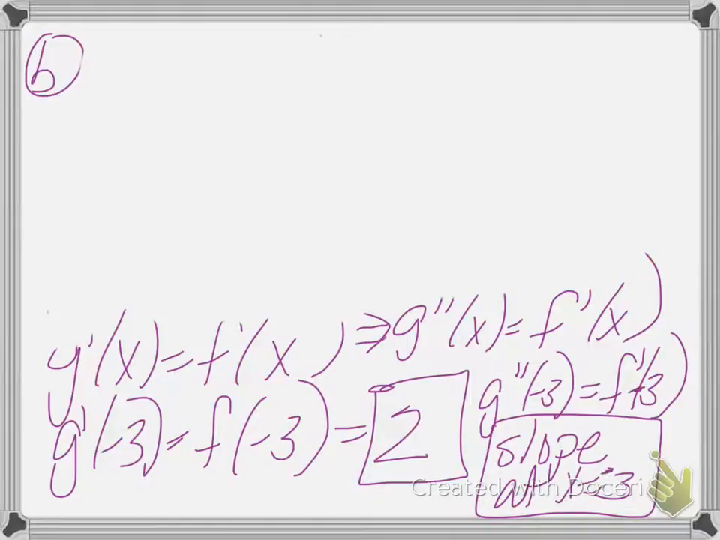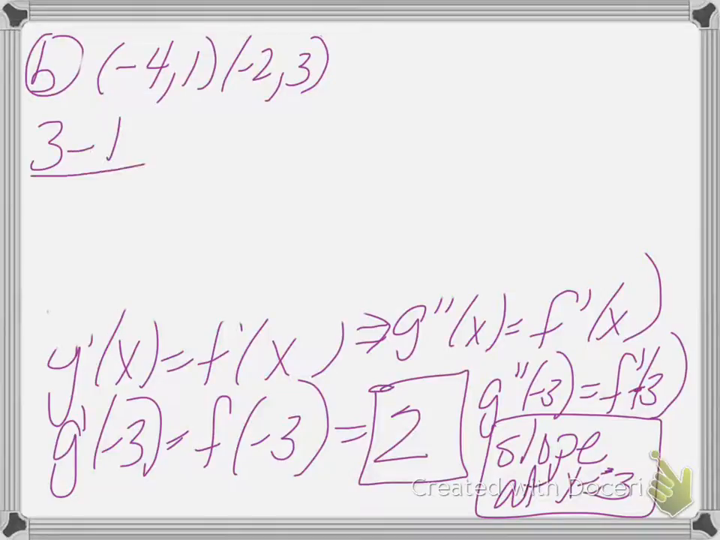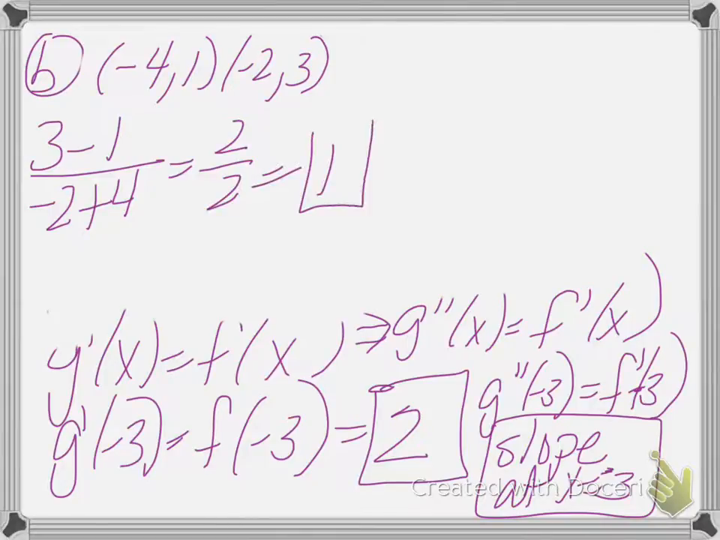Okay, so the slope at x equals negative 3. So the points, that's on a line still also, and also on that line is negative 4, 1, and negative 2, 3. So y2 minus y1 over x2 minus x1. And we get 1. And that's the answer for part B. Okay, let's go to part C.